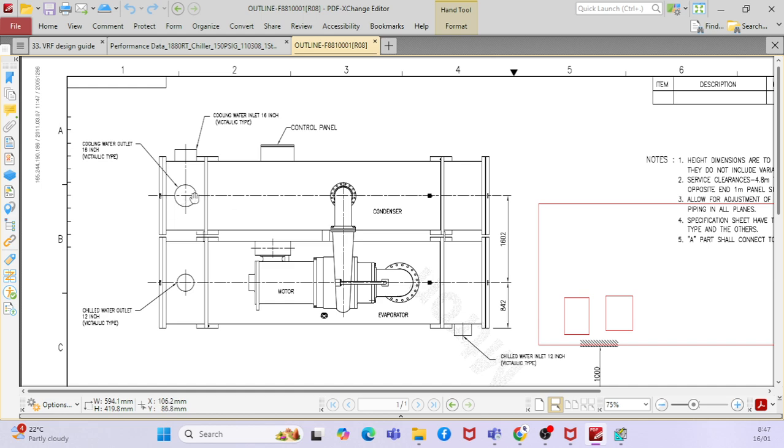So basically, when we say the cooling water inlet, would it be the same temperature as the chilled water inlet? No. See, I will tell you something. This is the cooling tower side, the condensate water, and this is the building side. So, the evaporator and the condenser, right? Correct.